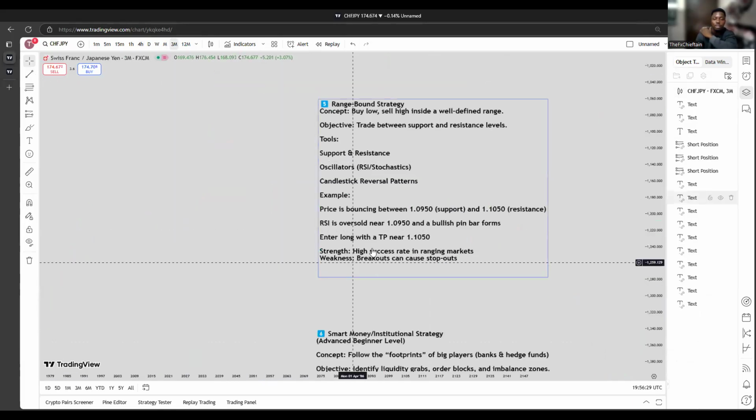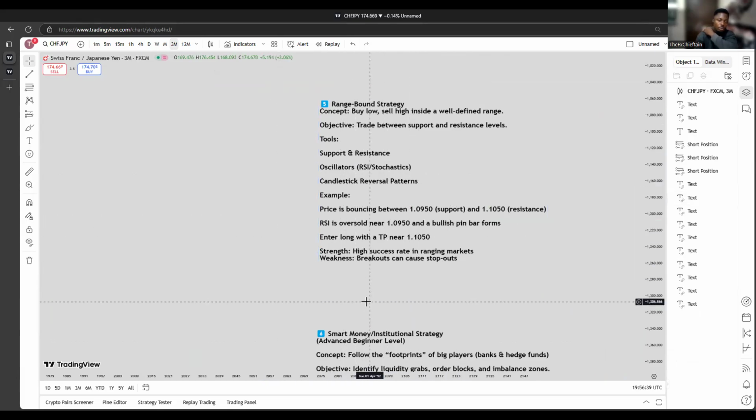So in this kind of strategy, what do you want to look out for? You want to trade between support and resistance. You want to use your oscillator. Also, you want to use your candlestick reversal patterns.